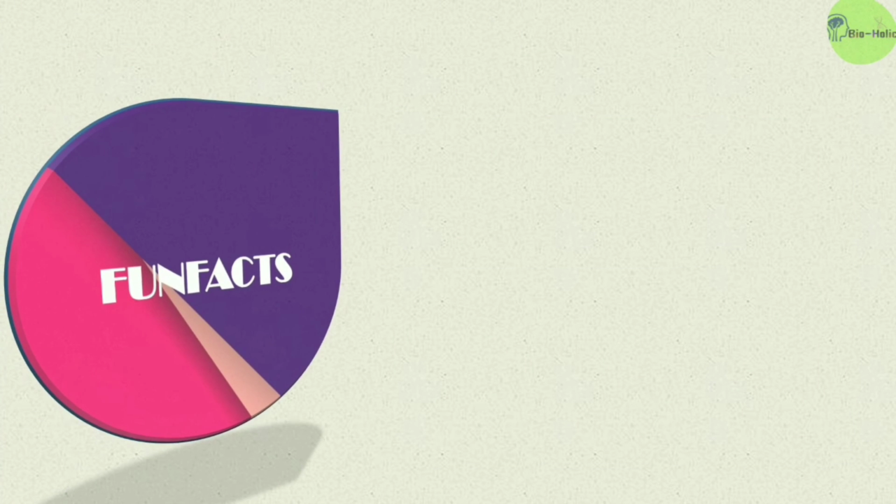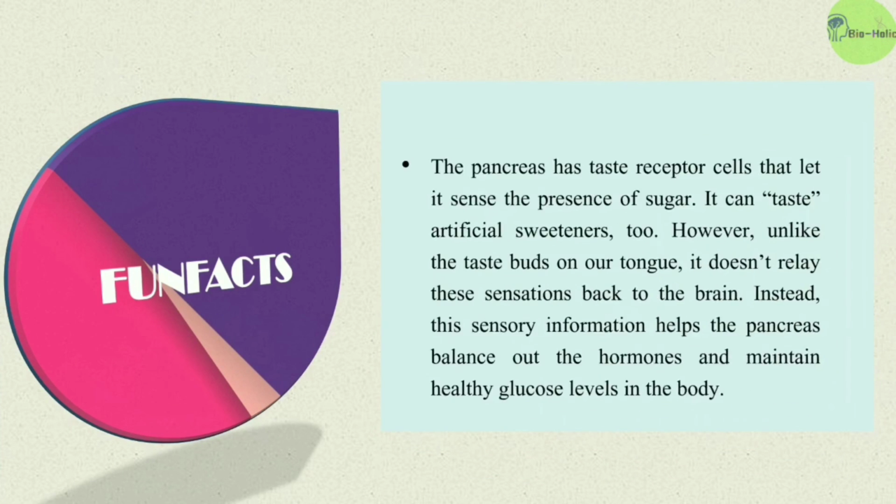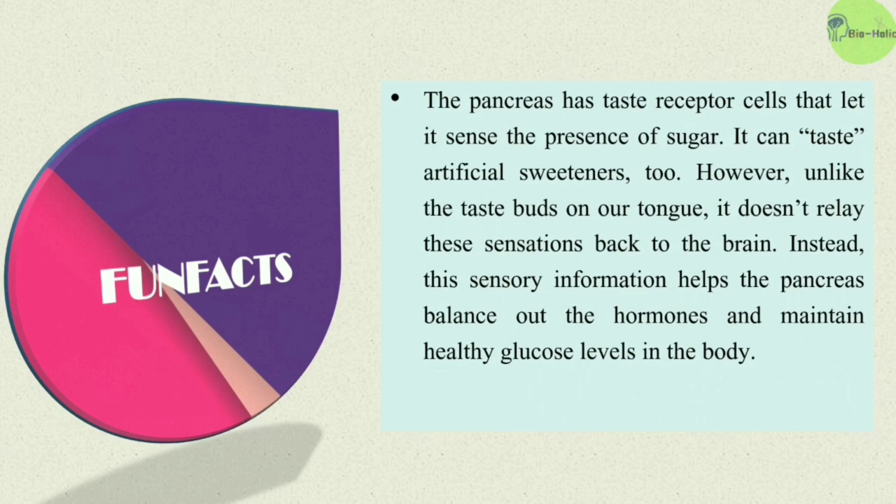At last but not the least, the fun fact about the pancreas is that the pancreas has taste receptor cells that let it sense the presence of sugar. It can taste artificial sweeteners too. However, unlike the taste buds on our tongue, it does not relay the sensation back to the brain. Instead, this sensory information helps the pancreas balance out the hormones and maintain healthy glucose levels in the body.